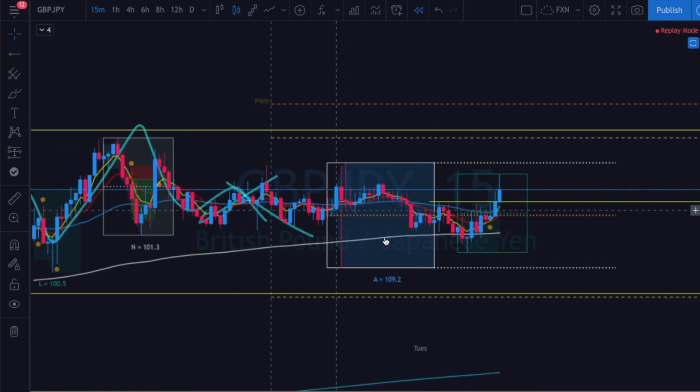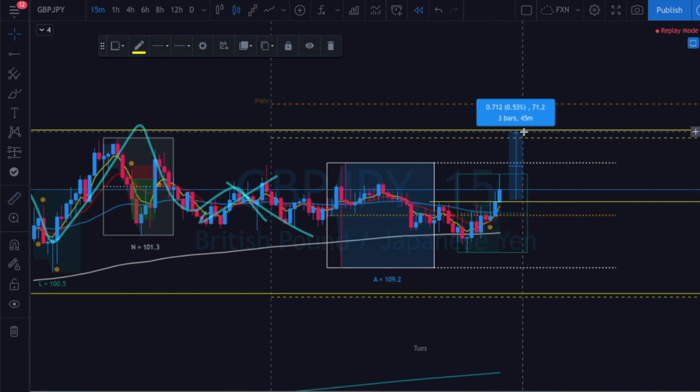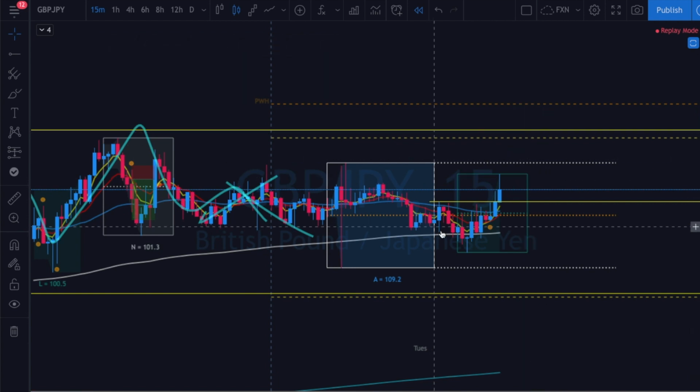Now, because we know that we're in this range, we're looking for a trade back up to here, which is about 70 pips away. Okay, so 70 pips. The profit potential is there. We just need to get a good entry.